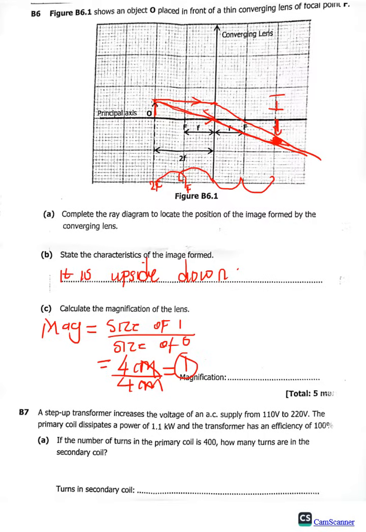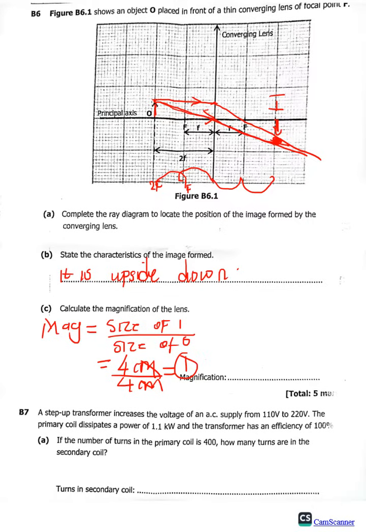Now let's look at question 7. A step-up transformer increases the voltage of an AC supply from 110 volts to 220 volts. The primary coil dissipates a power of 1.1 kilowatts and the transformer has an efficiency of 100%. If the number of turns in the primary coil is 400, how many turns are in the secondary coil?